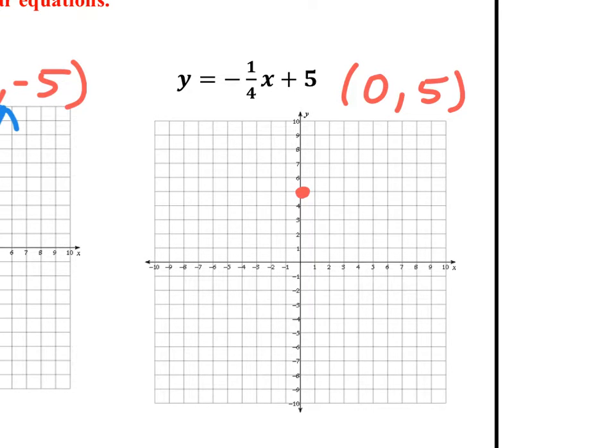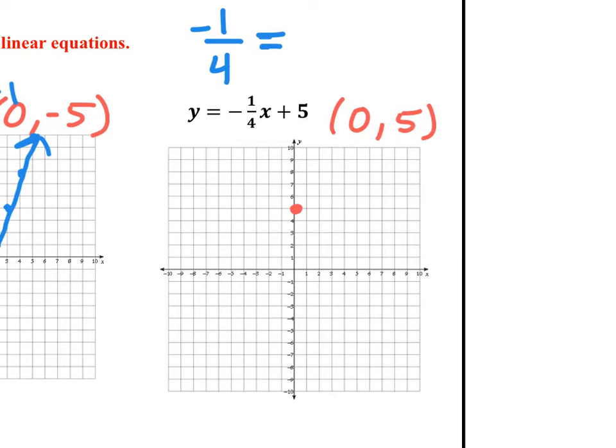How about Emily? Emily, what's my slope? The number in front of the x. We're going to translate that into real person language. Would go down 1, right 4. He always skis down or up first and then to the right because he skis from left to right.